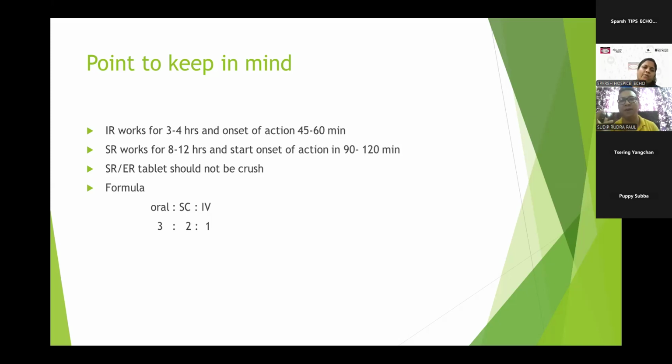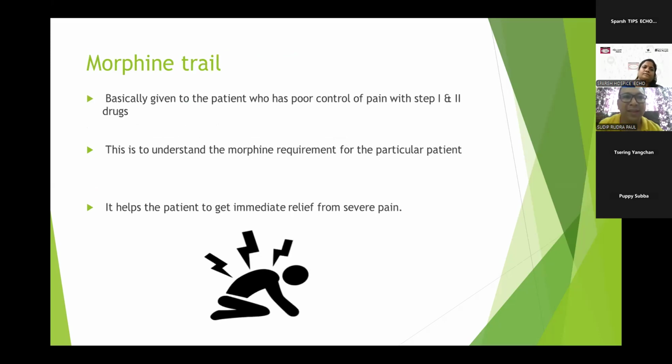You just need to remember that, because it's necessary for your morphine trial. Next, coming to the morphine trial. It is basically given to patients who have poor pain control with step 1 or step 2 drugs. This is to understand the morphine requirement of the particular patient. Sometimes it happens that we have given morphine, the caregiver changes, and they are not giving morphine on time, so ultimately the patient comes with pain.